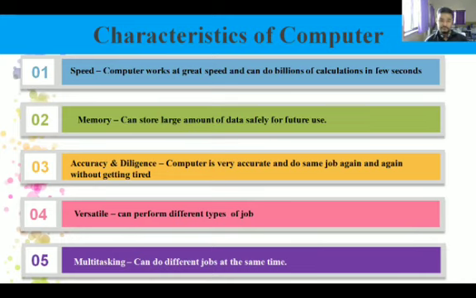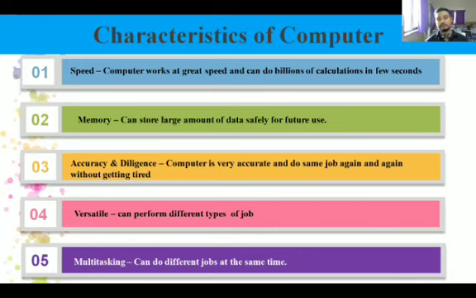Accuracy and diligence. This is very important. Accuracy means it does its work with great speed, but accurately also. And diligence means not getting tired. If it is doing the same work again and again, it will never get tired. If we are human beings, we get tired, but a computer is a machine, and that's why it will never get tired.